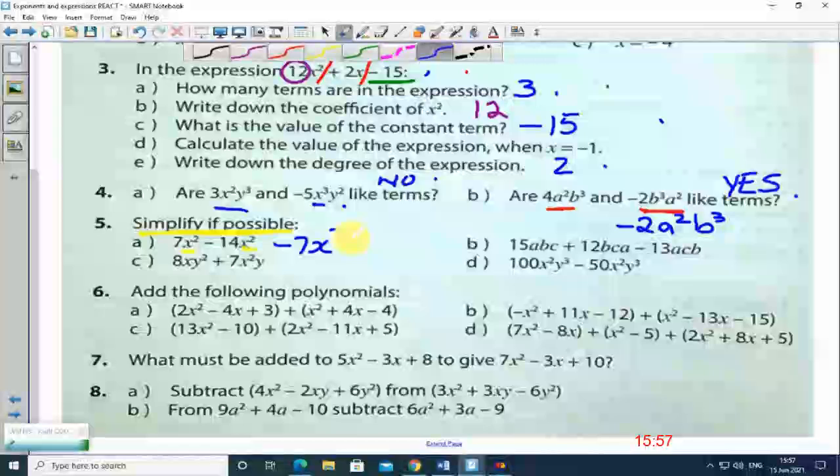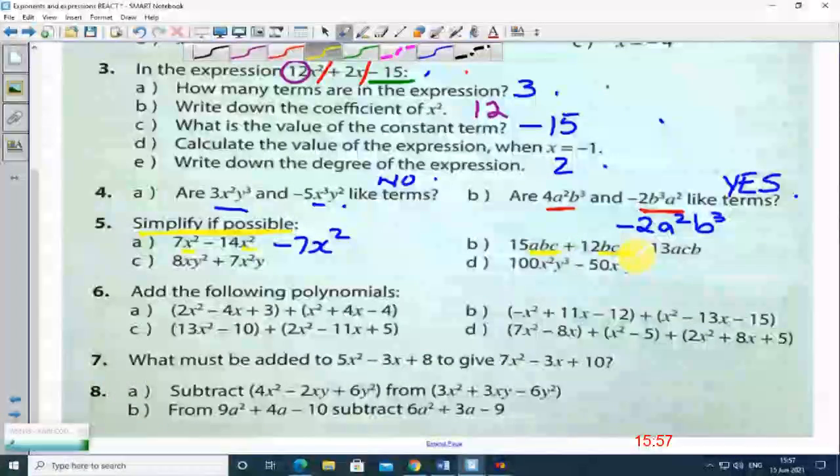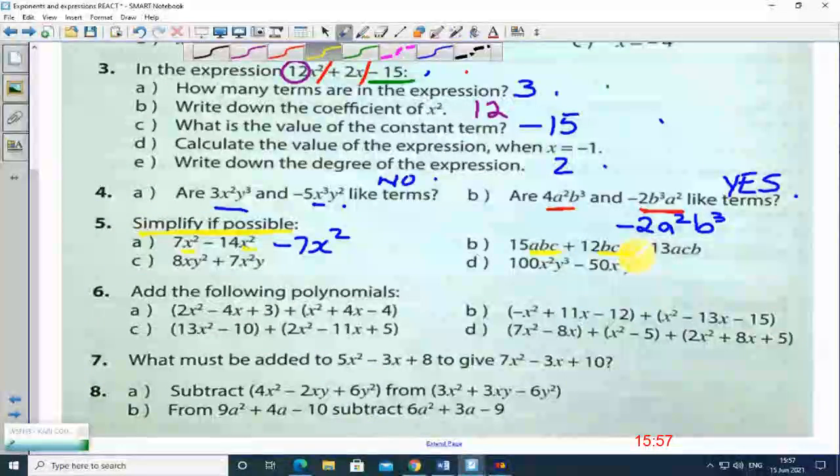Let's go to B. Okay. Have we got like terms here? Right, my first one is an ABC term. Next one says BCA, but does that matter? Is BCA the same as ABC? Yes, it is. Okay, last one says ACB. But if we just rearrange them into alphabetical order, it'll also be ABC. So, in algebra, like we said, our convention is we would write our letters in alphabetical order. So actually, all 3 of those terms should be ABC terms.